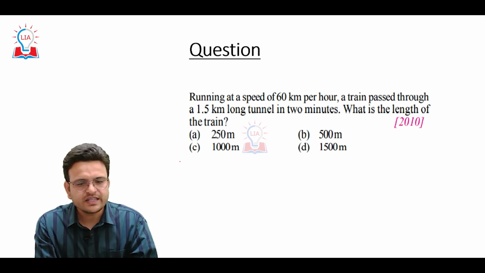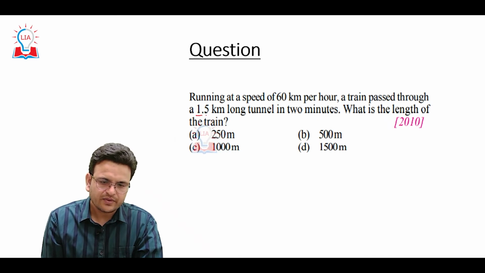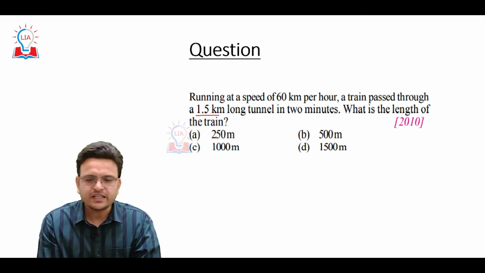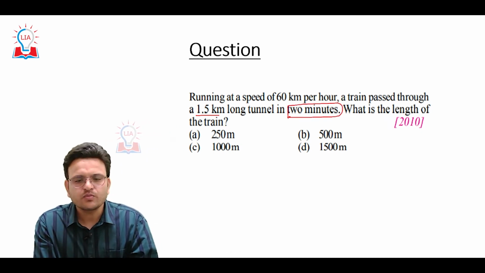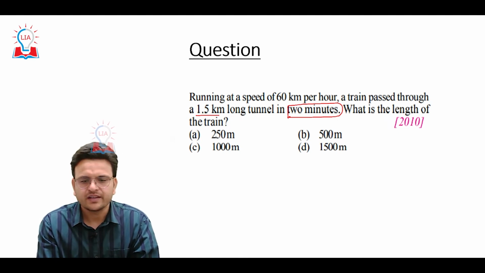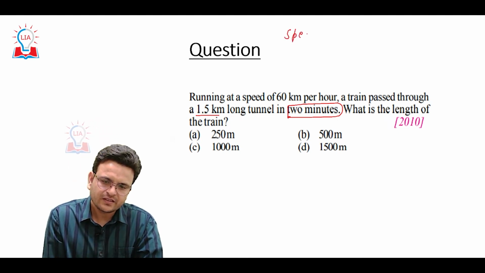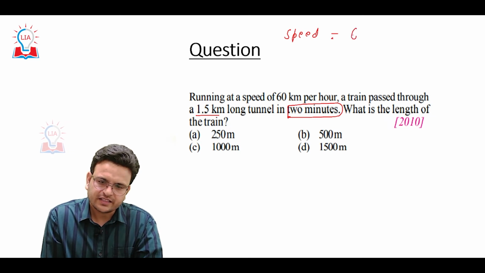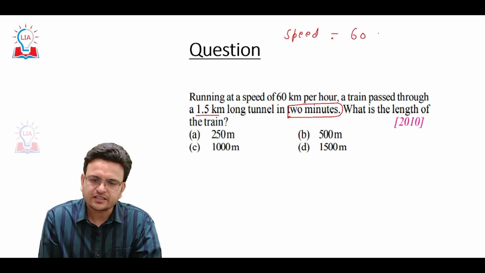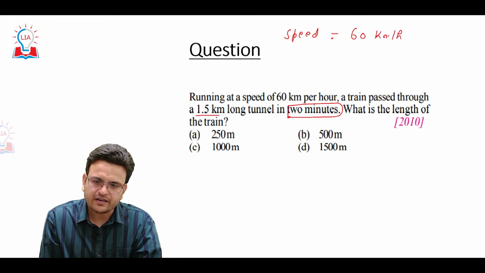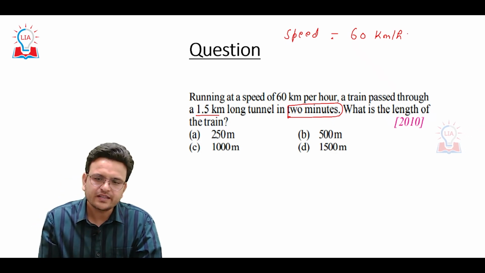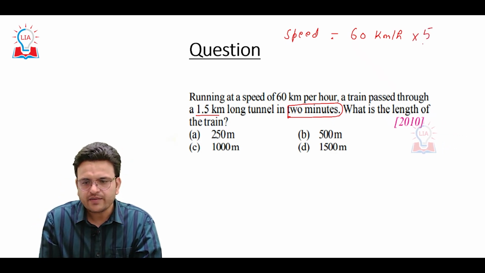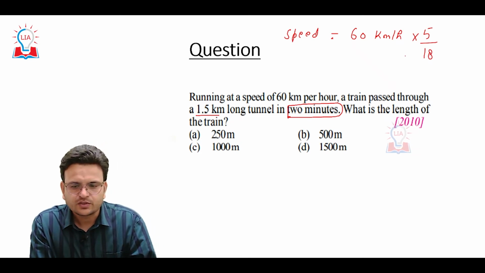Come to one more question. Running at a speed of 60 km per hour, a train passed through a 1.5 km tunnel in 2 minutes. Okay, the speed of the train is 60 km per hour. So we can convert the speed into meter per second also, multiplying by 5 upon 18. So what is the length of the train?